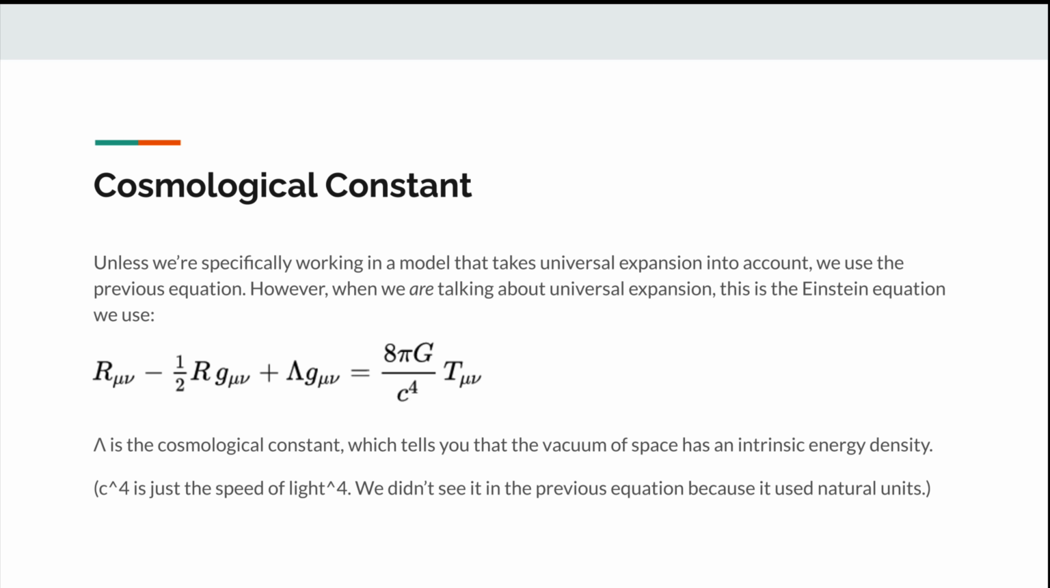Okay, so that was just the general Einstein field equation, but depending on the situation, we might edit it a little bit. One example is if we're working in an expanding universe. So unless we're specifically working in a model that takes universal expansion into account, we use the previous equation. But when we are talking about universal expansion, this is the Einstein equation we use, where it's just the same thing, except on the left side of the equation there's a new term, lambda g mu nu, where lambda is the cosmological constant, which tells you that the vacuum of space has an intrinsic energy density. And we saw lambda a couple weeks ago when we were talking about the expanding universe.